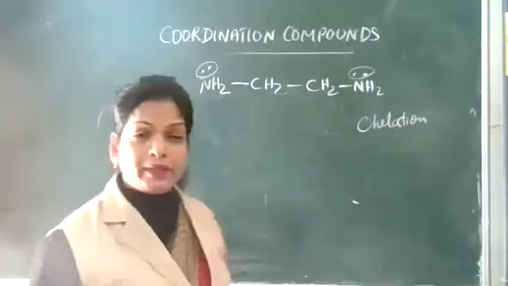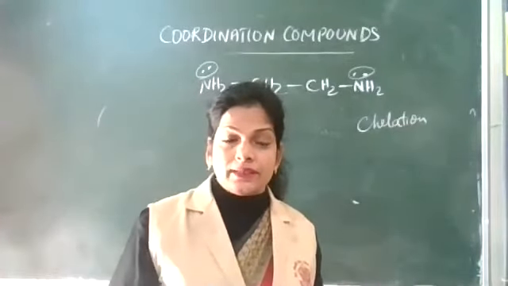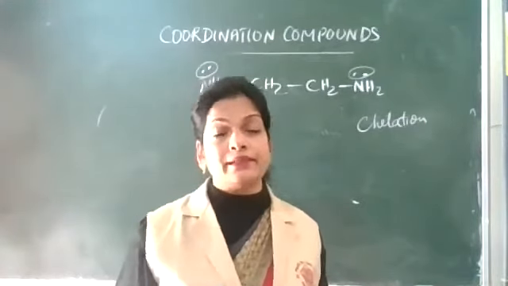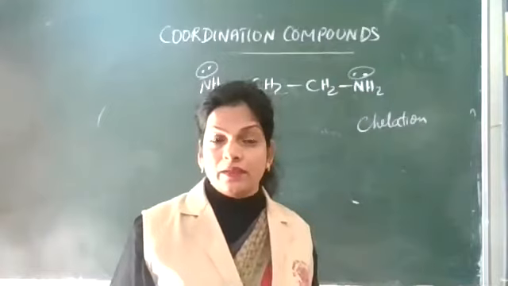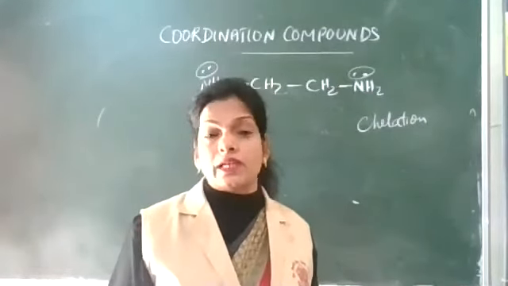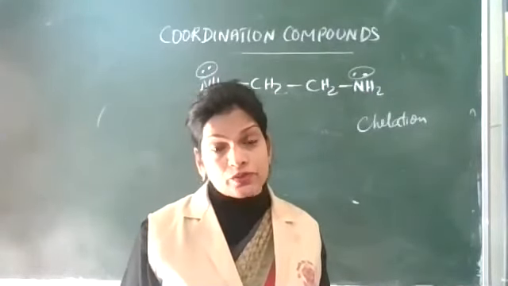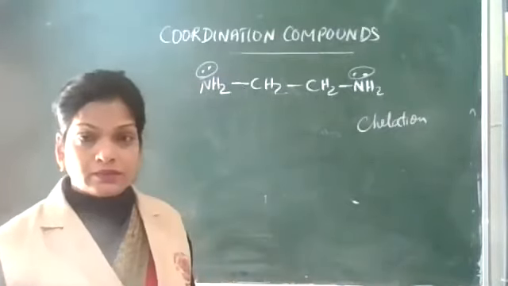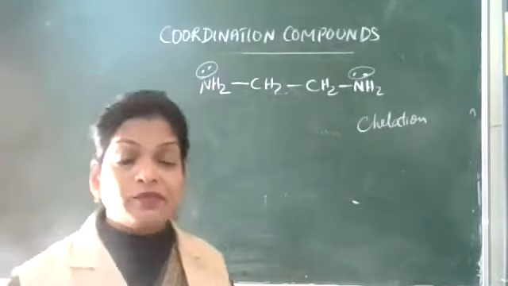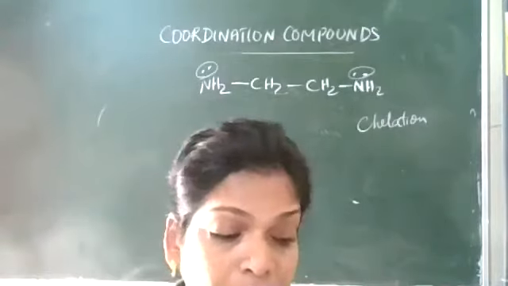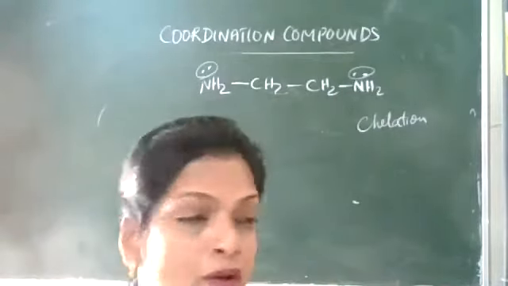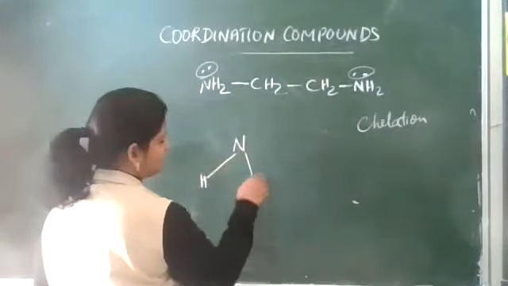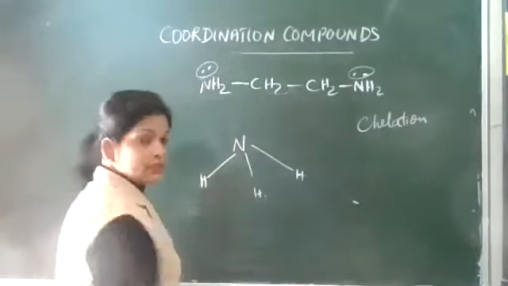So ligands may be negative ions like Cl minus, Br minus, I minus. They may be neutral molecules like NH3, H2O. H2O is a ligand. Or bigger molecules like ethane 1,2 diamine or ethylene diamine. Or, you know, this is NH3.